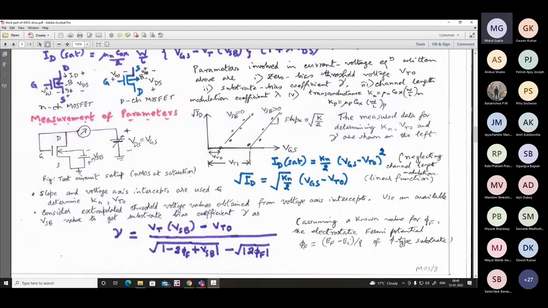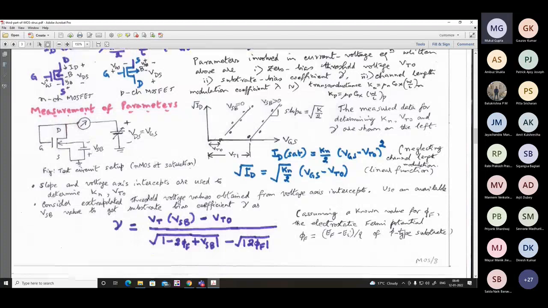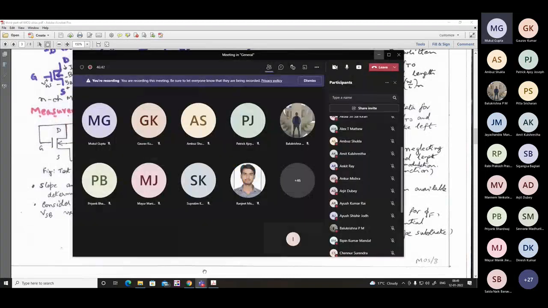In that way, what you can do... Excuse me, sir. Yes, yes. Any doubt, please let me know. For this setup, it's shown in the figure, no? So, is it possible to take this experiment into deep saturation?